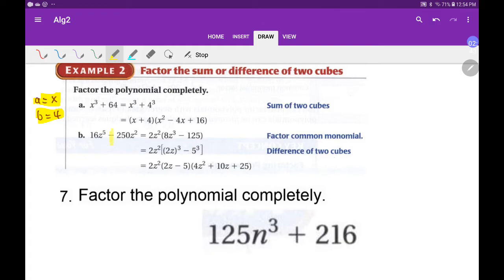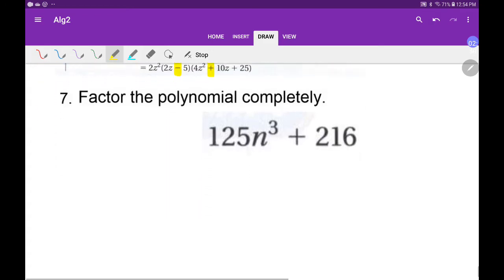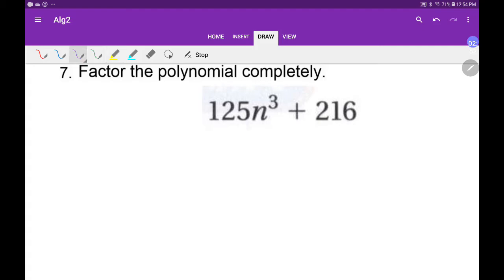And again, if it's negative, the first term's going to be negative, and then the second term's going to be positive. So when we come down here to our example, I know that whatever this is supposed to be is a to the third and b to the third. Sometimes we just see a problem and we don't know it's a to the third and b to the third. We have to spot that. We have to see that it's that way.